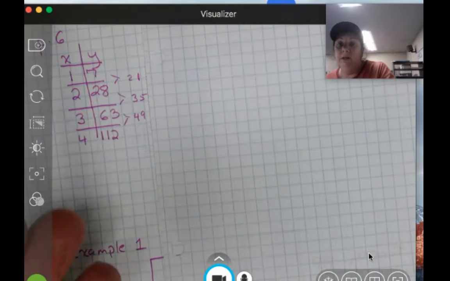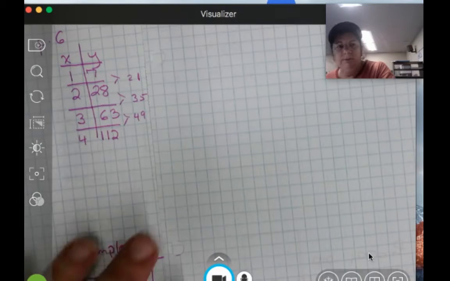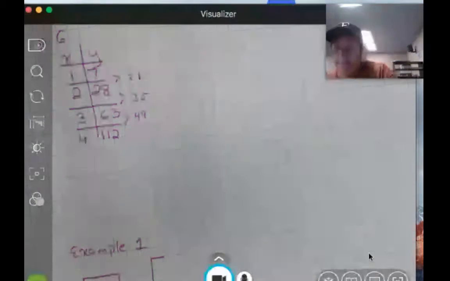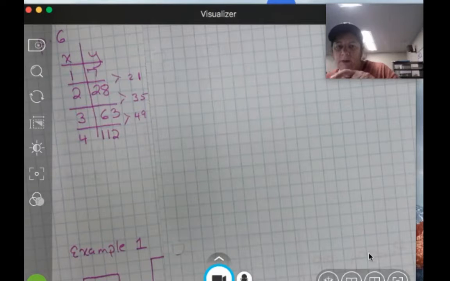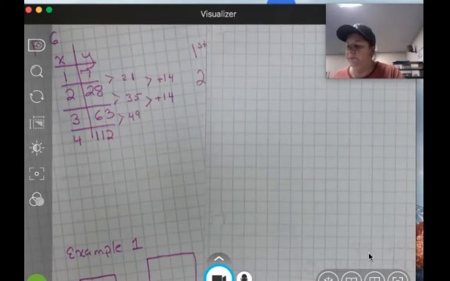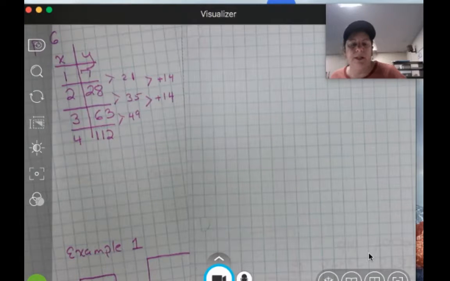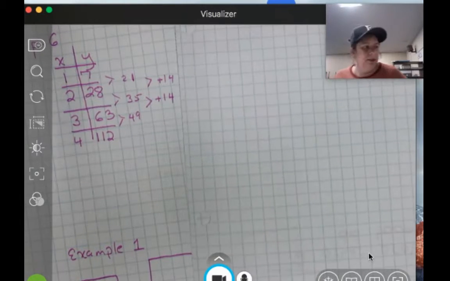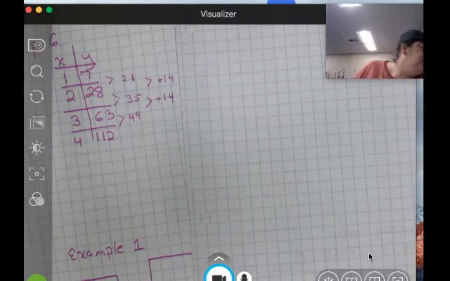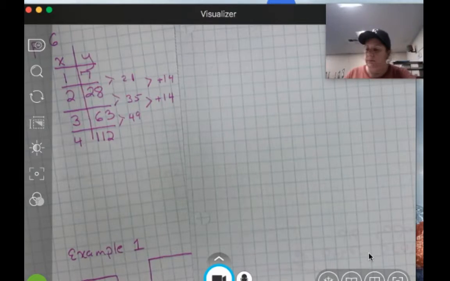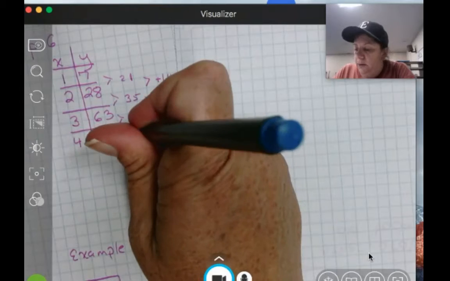Now, if you haven't done the second differences yet, that's totally fine, but why don't you pause, go ahead and do the second differences, and then press play again. You're back. Here we go. So the second difference is plus 14, right? What that tells us is that the second differences are all equal.